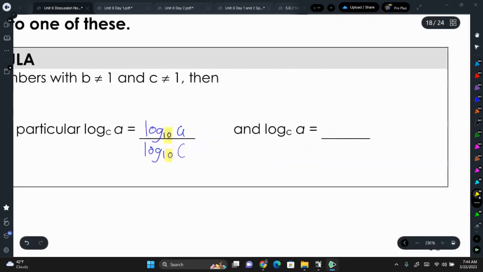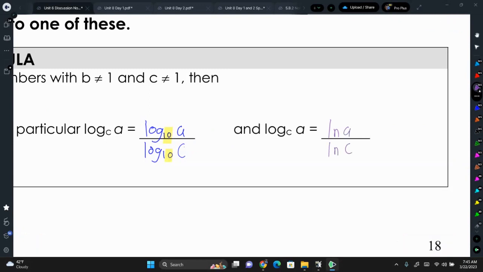You could also use the natural log, the ln. So you could say the ln of A divided by the ln of C, and you're going to get the exact same answer. So when we start doing examples using the change of base formula, you will see this a lot more clearly, and it's going to make things a lot easier.